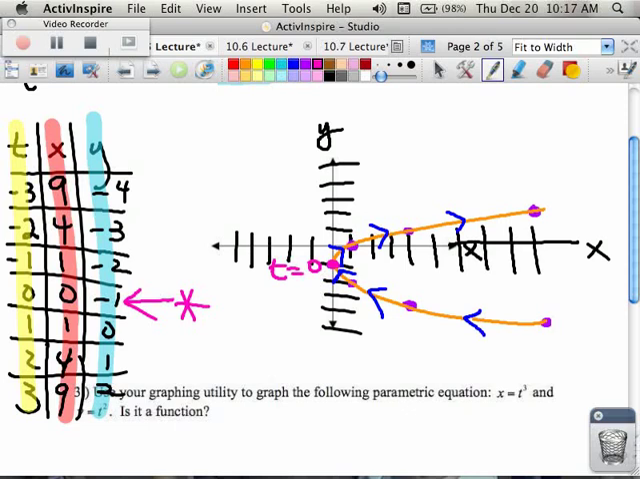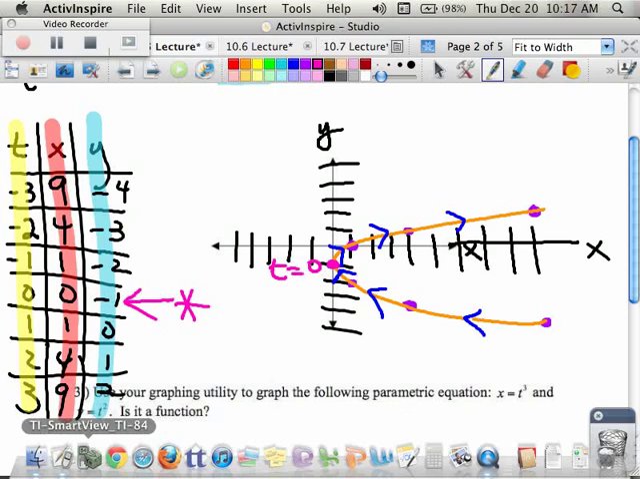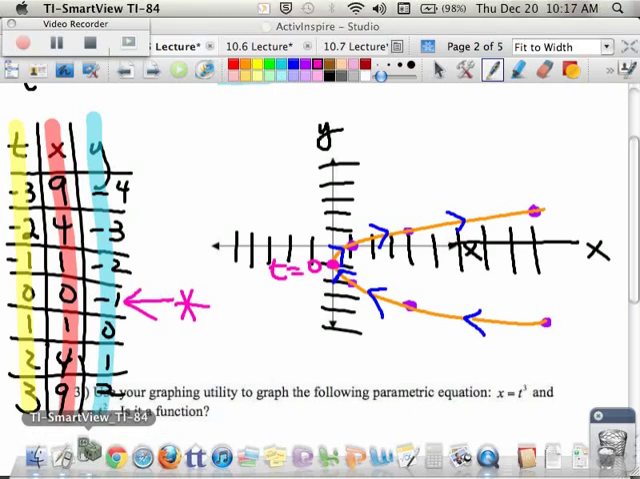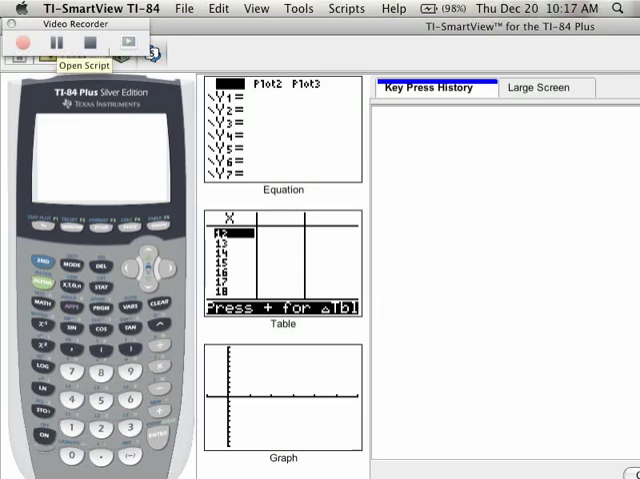Now let's go to our calculator and try this on our calculator. So grab your calculator. Now the first thing that you have to know about your calculator that's very, very important when you're working with parametric equations is you have to be in parametric mode. So go to mode.